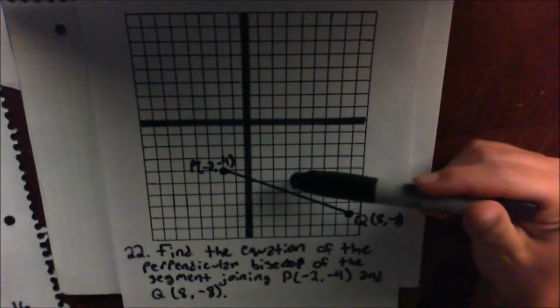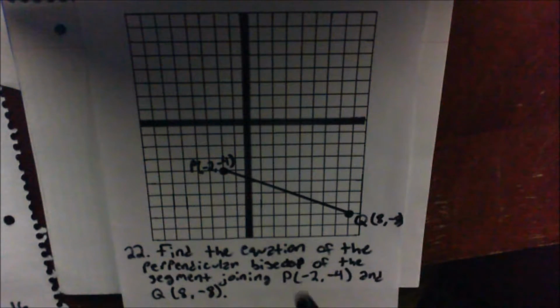Question number 2 asks, find the equation of the perpendicular bisector of the segment joining point P at -2, -4, and point Q at 8, -8. Now, I've gone ahead and graphed out the segment here with the 2 points, and I recommend that you use some graph paper for this one because it gets kind of messy.